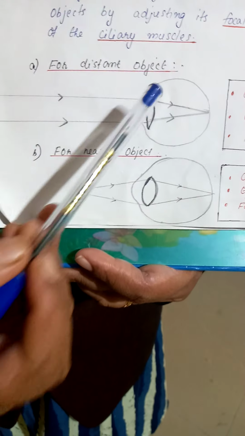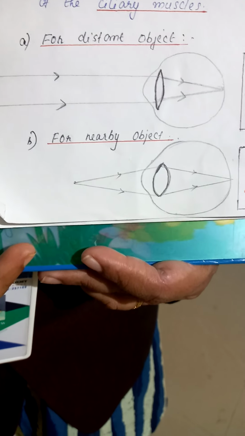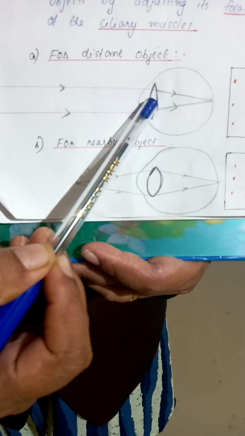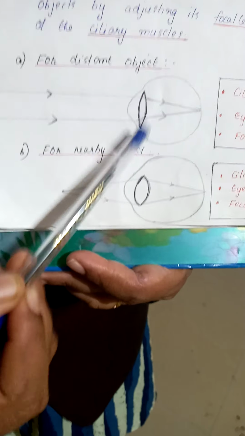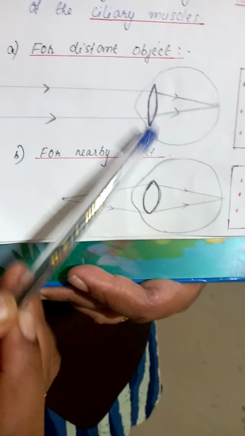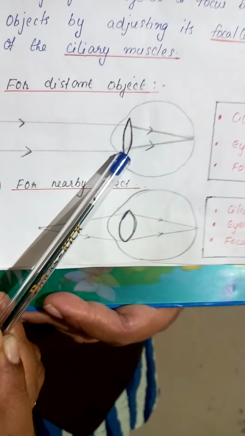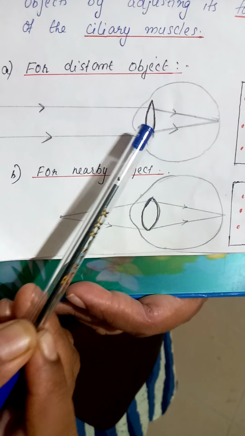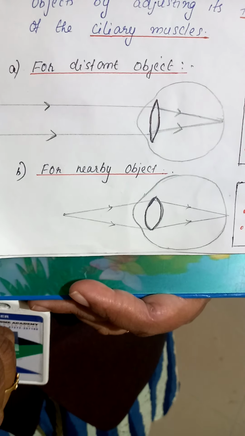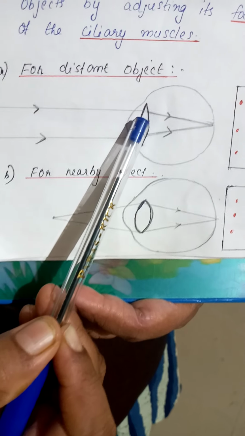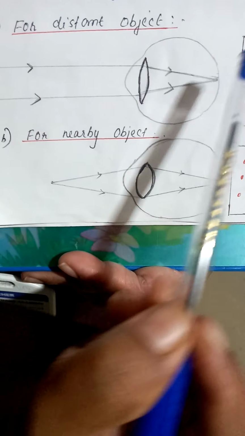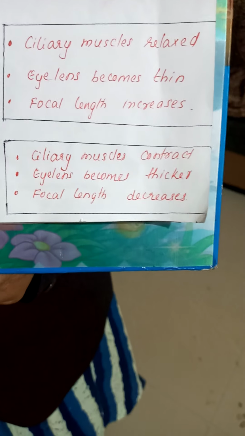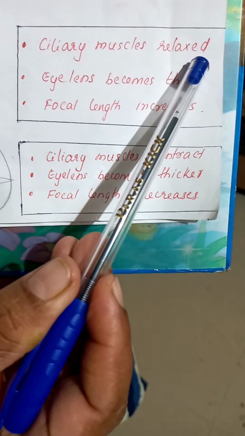For example, if our eye focuses on a distant object, we need an eye lens of large focal length. In such a case, the ciliary muscles relax. That means they pull the lens from both sides so that the eye lens becomes thin. And a thin eye lens has a large focal length, so that it converges the light rays from the distant objects and forms the image on the retina. That means, in order to focus a distant object, the ciliary muscles relax, the eye lens becomes thin and the focal length increases.